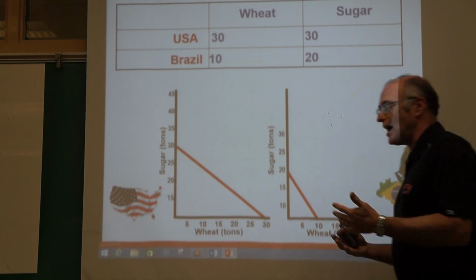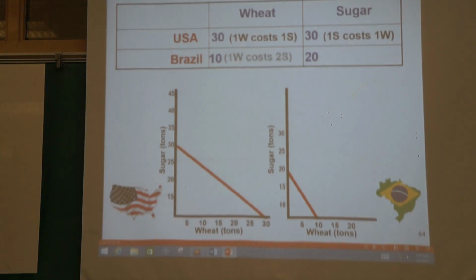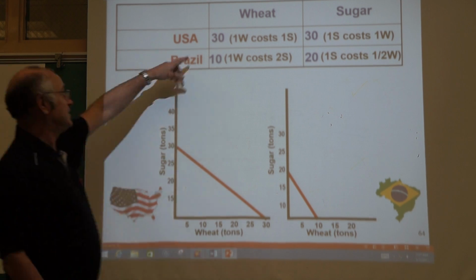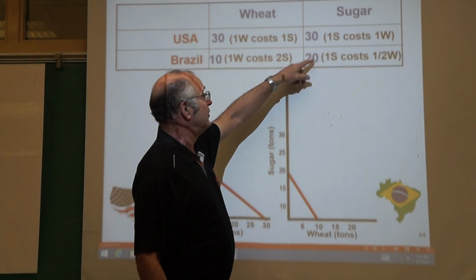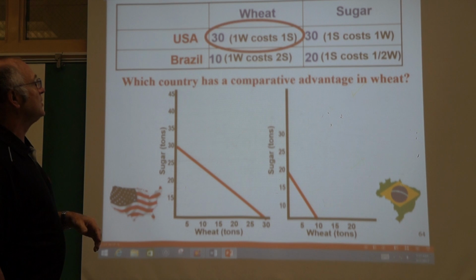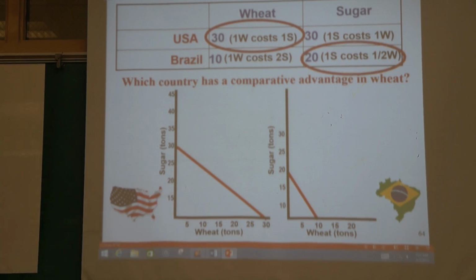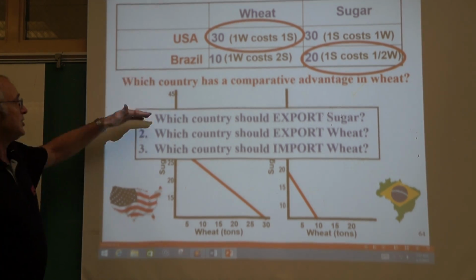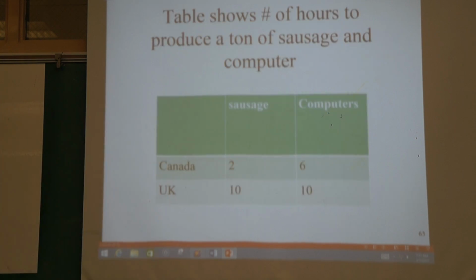You can only have the lower opportunity cost in one of these. Okay? You can have the absolute advantage in both, as the United States does, 30 tons to 10, 30 to 20. So the United States has the absolute advantage in both, but it only has the comparative advantage in wheat. Okay? So which country should export sugar? Brazil should export sugar, and the United States wheat.